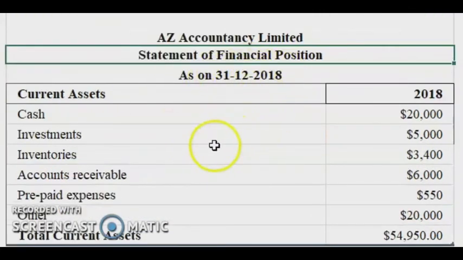I hope this lesson will give you enough knowledge on how to make this financial statement and how to interpret the different figures of this financial statement.